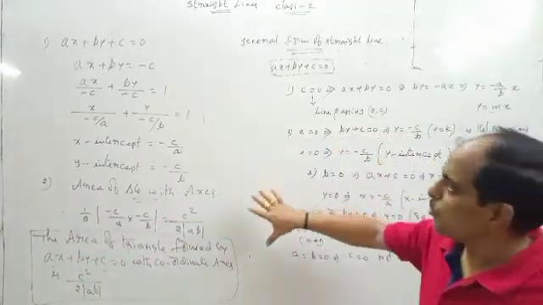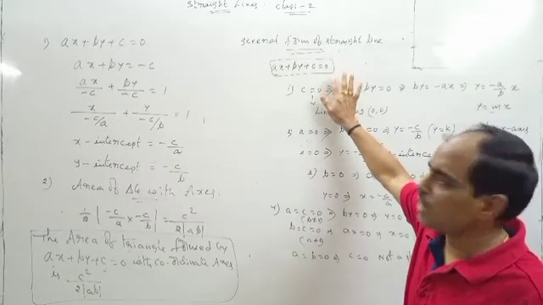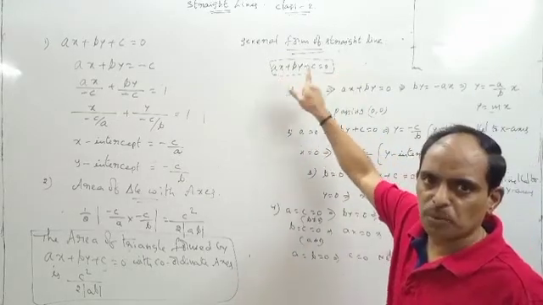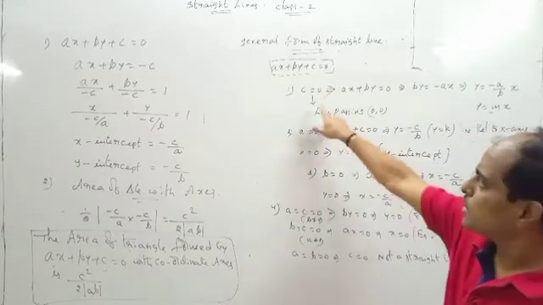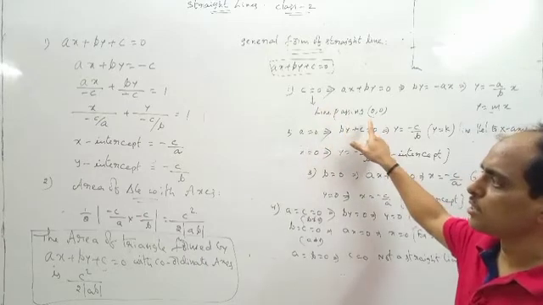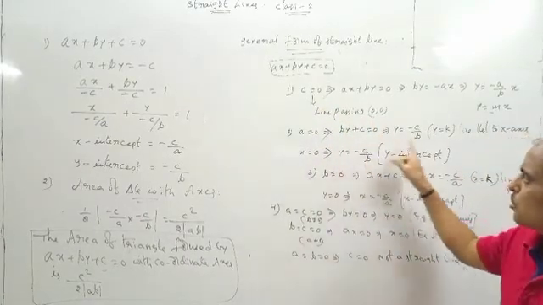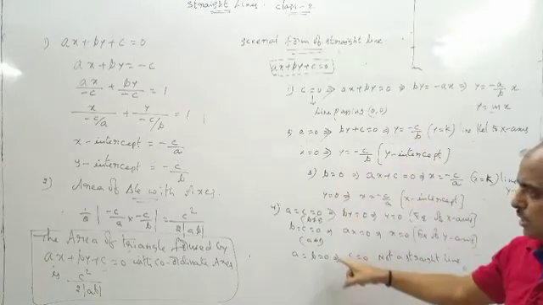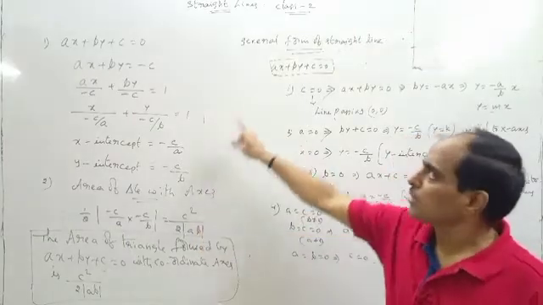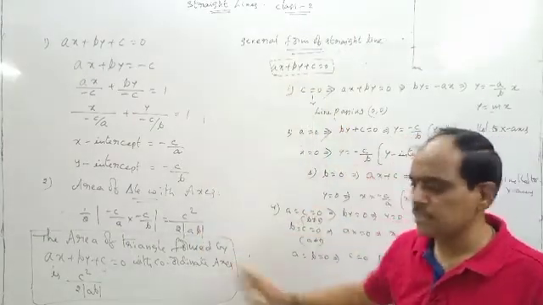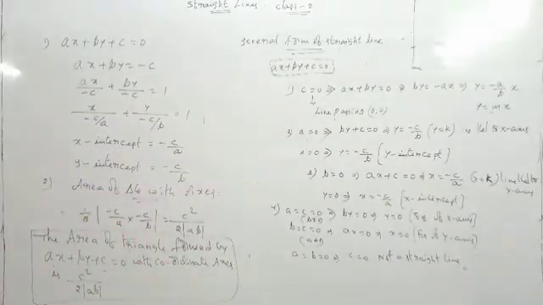So these are the few points about this general form of straight line. General form of straight line is ax plus by plus c is equal to 0. If constant is equal to 0, that line is passing through origin. If a is equal to 0 or b is equal to 0, this type of things will be happening. So area of triangle, this line with coordinate axis is c square by 2 mod AB. Take a screenshot for that.